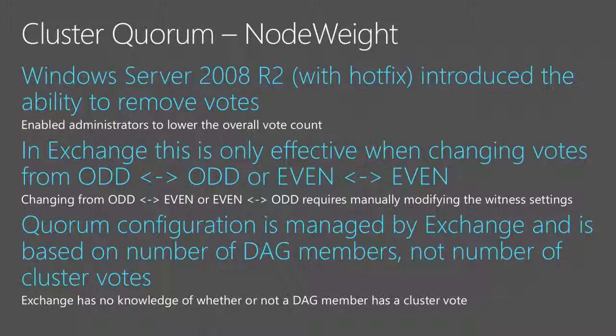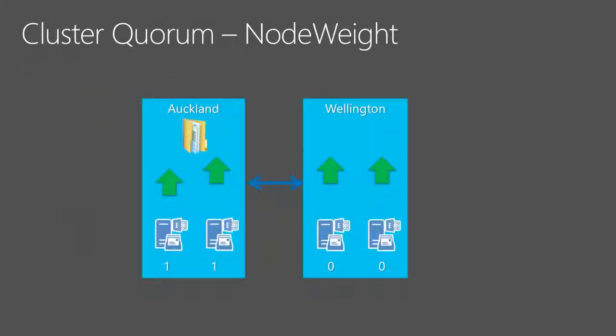So if you do go in and you take votes away from any of your nodes, be aware that you'll also now be responsible for manually going into the cluster tools and changing the quorum model to either use or not use a witness, depending on how your vote count changes. So keep that in mind. But we give you the ability to do that.